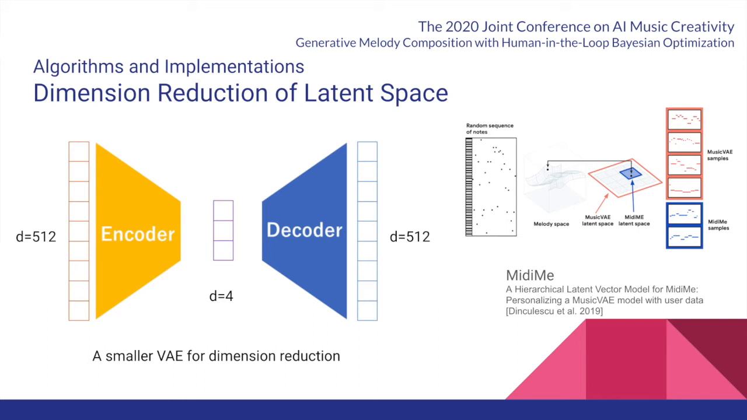We also tested several different dimensionalities and found that reducing into a 4-dimensional latent space would be a reasonable choice. Note that this choice is consistent with the previous work called MIDI-Me. For the training, we selected 10 songs, and split them into 284 2-bar melody fragments from the MusicVAE training dataset, the genres of which cover pop, rock, country, and R&B.